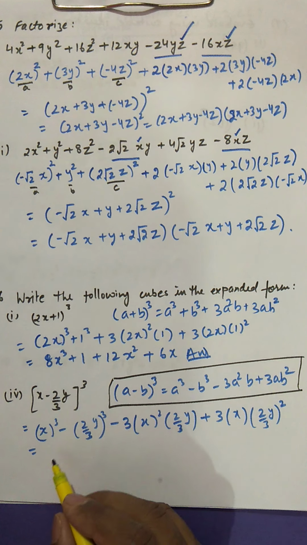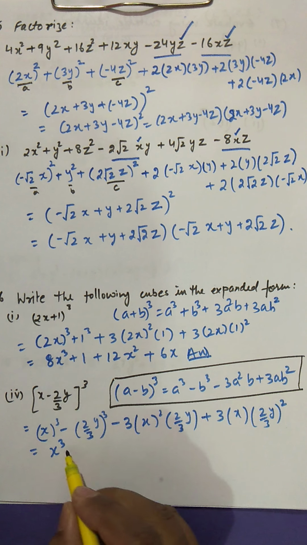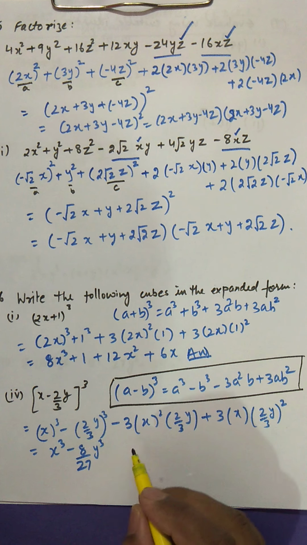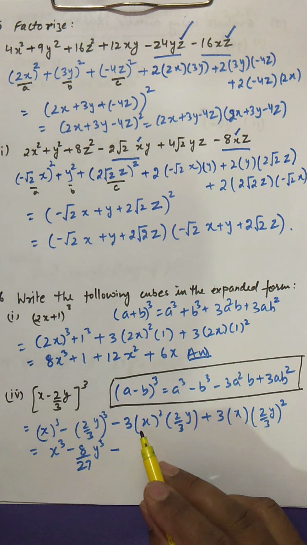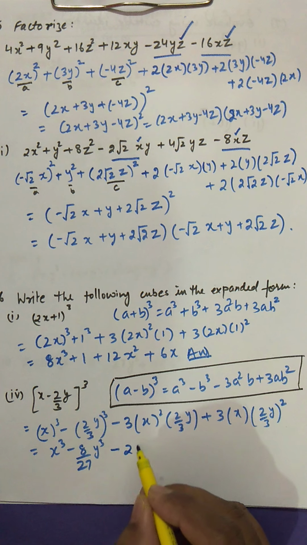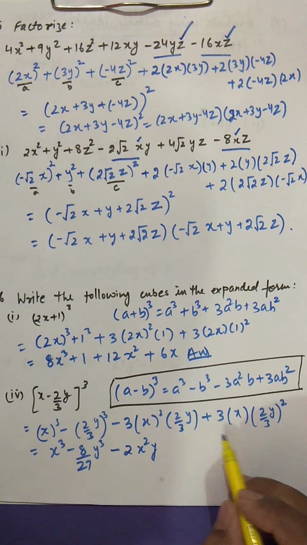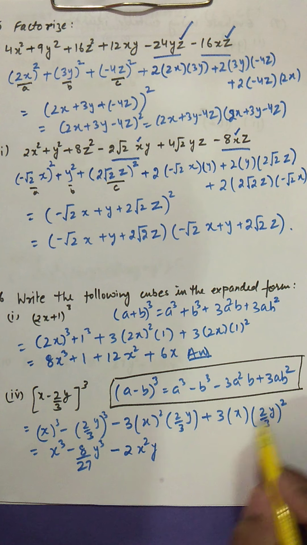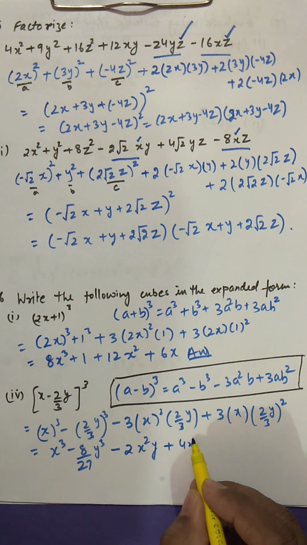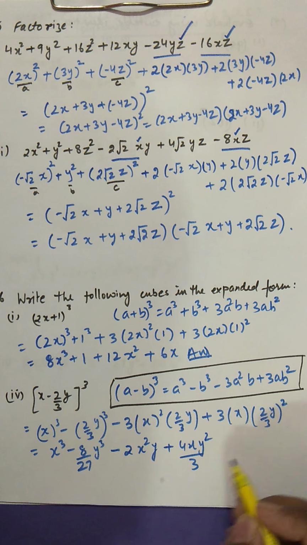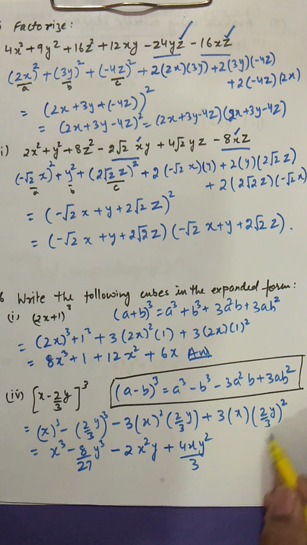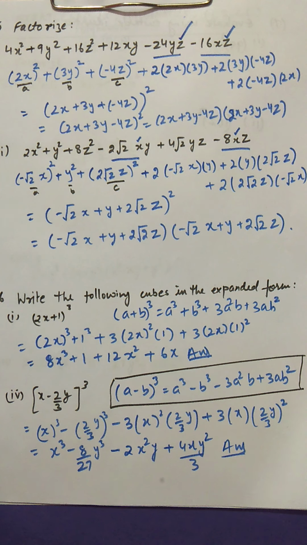So after opening, after simplifying this, I'm getting x cube. This is 2 cube means 8 by 27 y cube. This will become 3, 3 will get cancelled. This is 2 x square y, and this will become 3 into 3 square, 3 will get cancelled. This is 4 x y square upon 3, because 3 square will be 9, so 3 you cancel, then 3 will be left. So this is the answer of your second part.